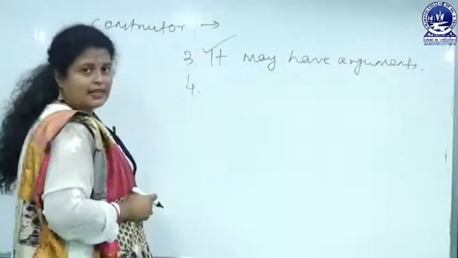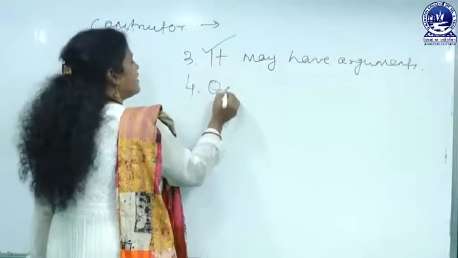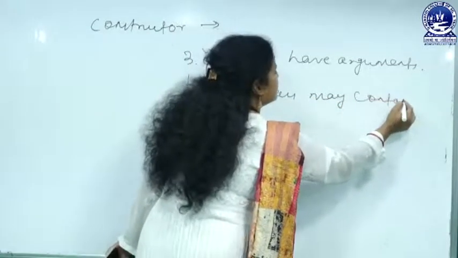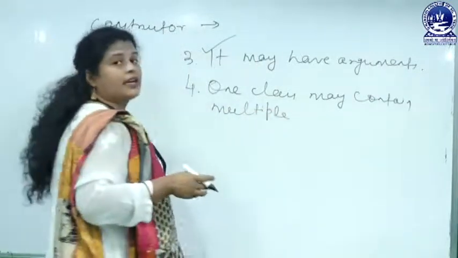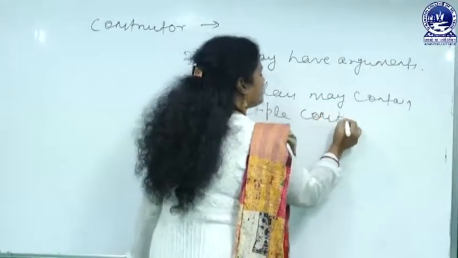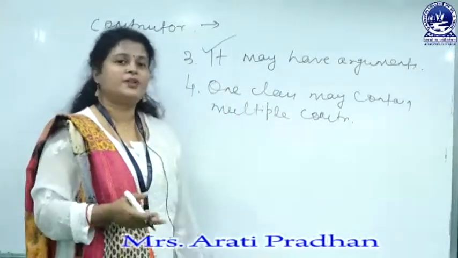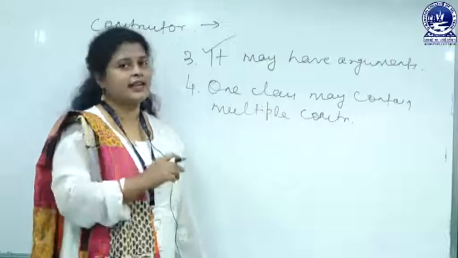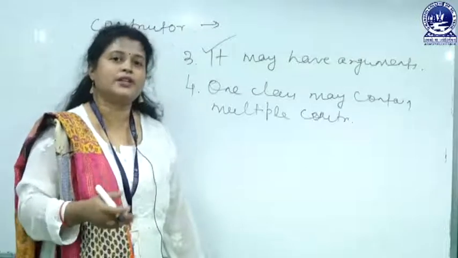And the fourth rule is that one class may consist of number of constructors. One class may contain number of constructors or multiple constructors. It means that we can use constructor overloading in a class. Multiple constructors. These are all about the rules of constructor. Now I am going to take one example so that you will be clear how to use the constructor, what is the syntax of using constructor, and how to execute the constructor, when the constructor is going to be executed.